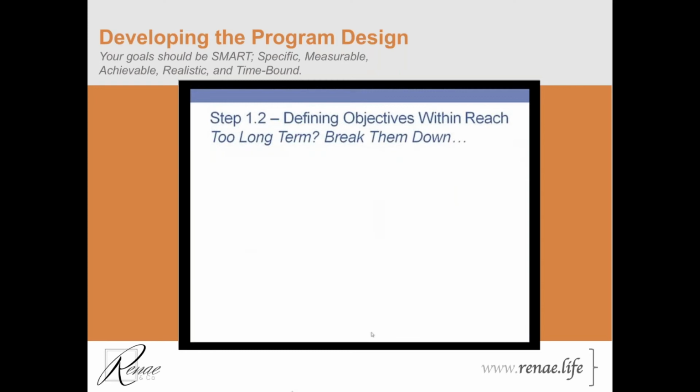The next thing to think about is how to make sure you're defining objectives that are within your reach. We would all like to reduce crash rates, but this is not the type of thing that's going to happen right away. So sometimes we start out with objectives that are too long term, and to make sure that we're instead defining objectives that are within our reach, we need to break them down.